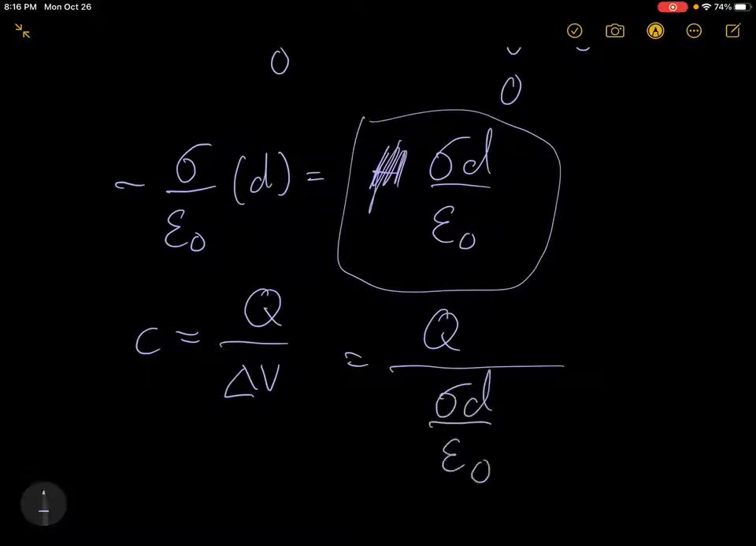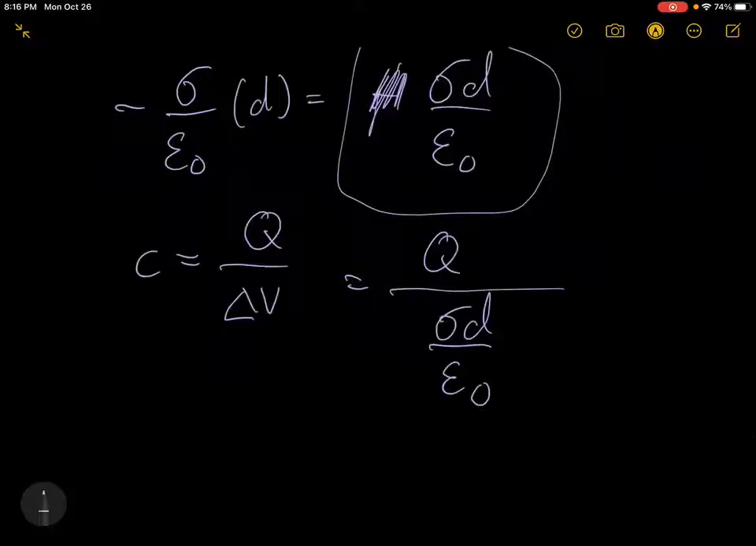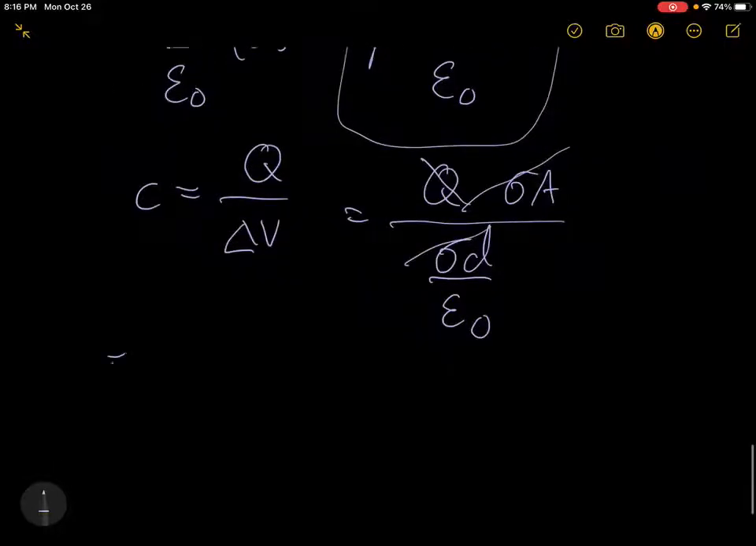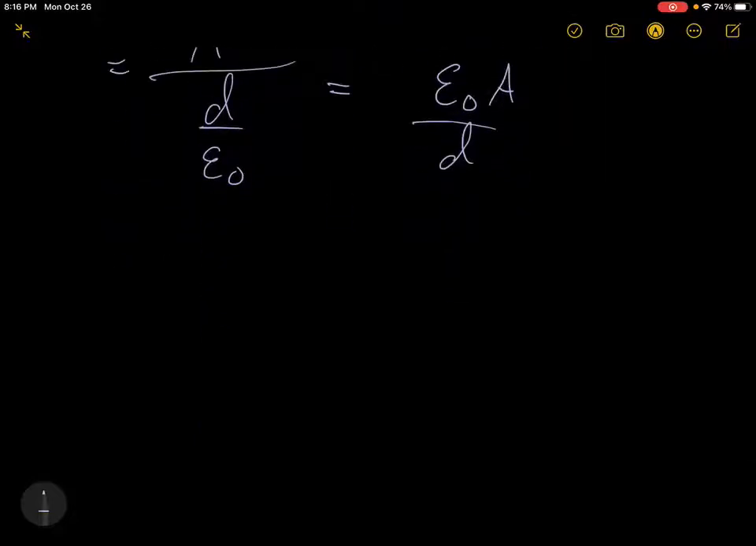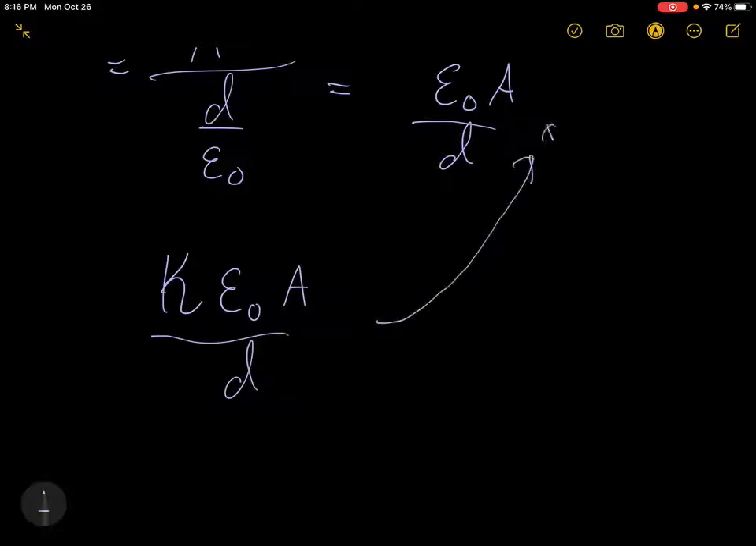So we get this. And then as I said earlier, Q is just equal to sigma times A. So we can replace Q with sigma times A. We can see there's a neat cancellation with the sigmas. So we get A over d over epsilon naught. And if we simplify this, we get epsilon naught times A over d. And if you recall, the formula I said earlier for parallel plate capacitors is kappa times epsilon naught times A over d. So if we take into account the dielectric between the plates, then we would multiply this by the dielectric constant, and we would get this formula.